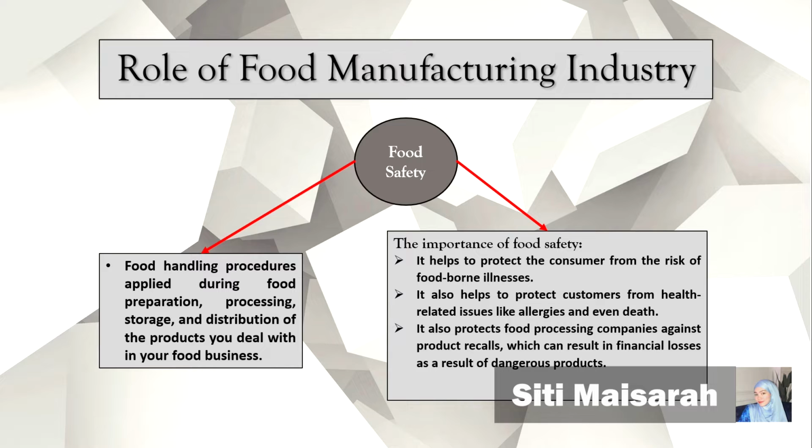The importance of food safety. First, it helps to protect the consumer from the risks of foodborne illness. Number two, it also helps to protect customers from health-related issues like allergies and even death. And number three, it also protects food processing companies against product recalls, which can result in financial losses as a result of dangerous products.